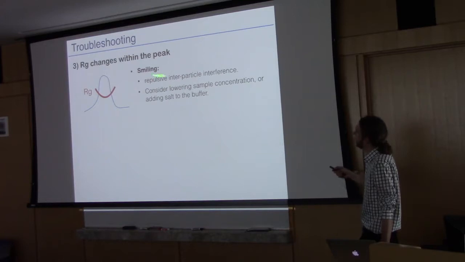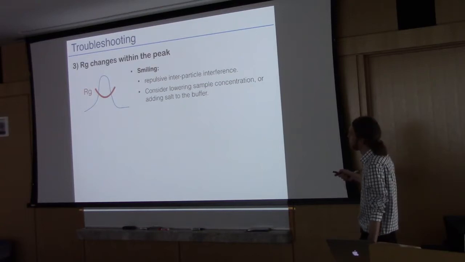And so ways that you can deal with this, you may want to lower the sample concentration, or in some cases, this is just caused by having a highly charged protein, and so adding some salt to the buffer can help.